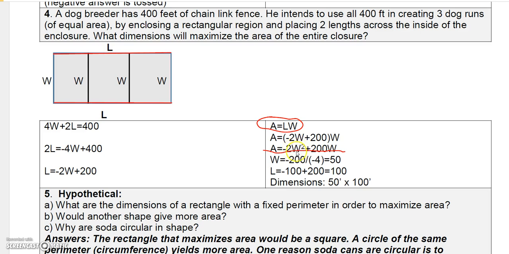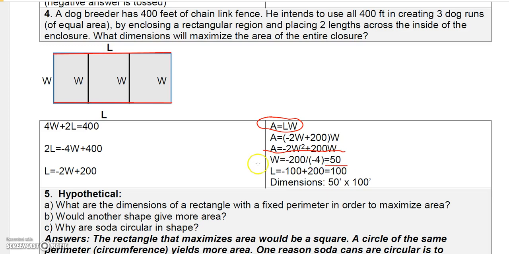So I'm just going to use the vertex formula. B is 200, A is -2. So I'll do minus b, which is minus 200, divided by 2a, and 2a would be 2 times negative 2, which is negative 4. So I have minus 200 divided by negative 4, which is 50.